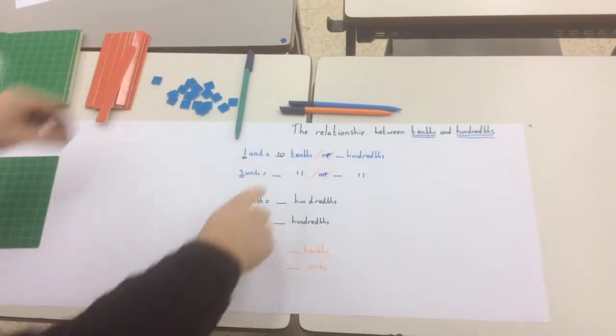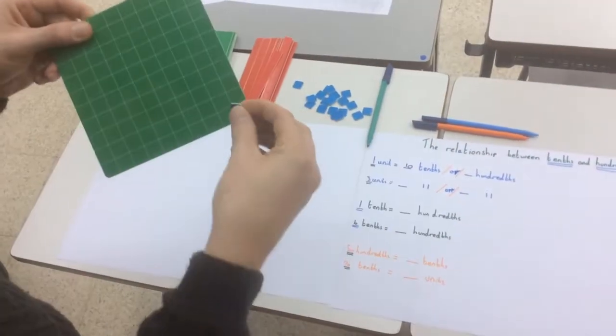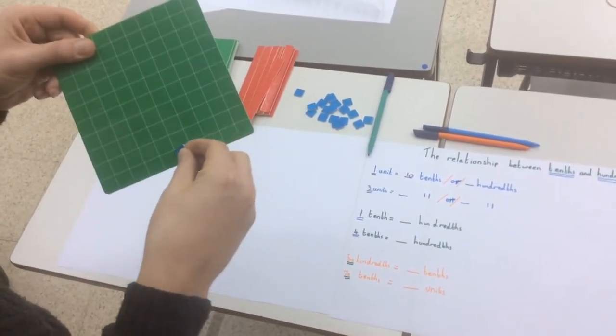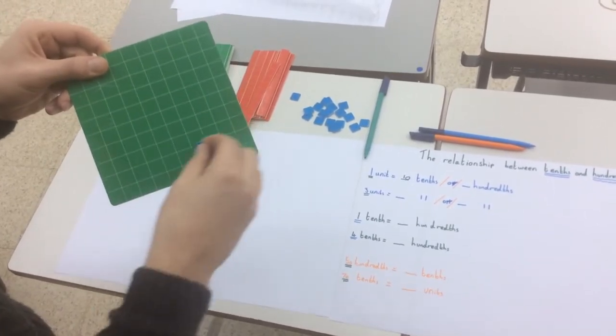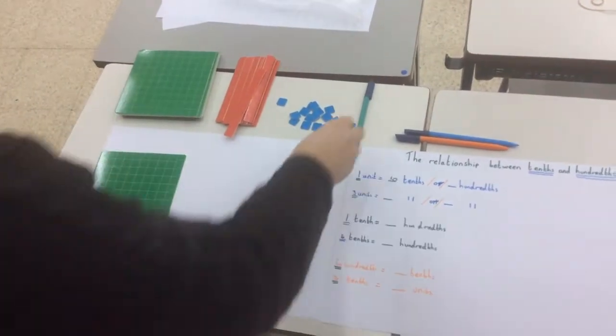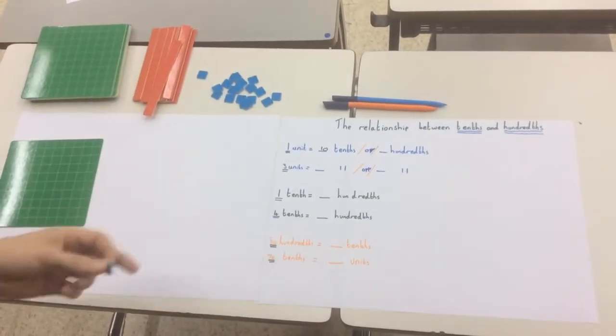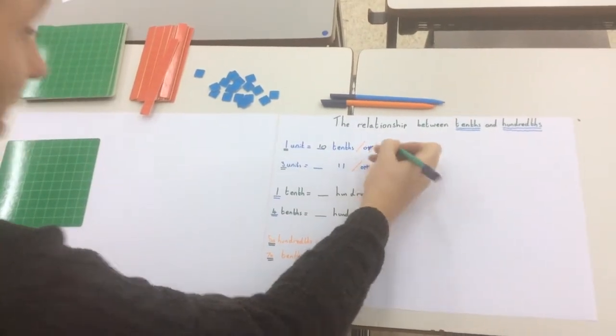Now, how many hundredths is 1 unit? Well, here's 1. If I've got a hundredth here, how many is going to go there? Well, again, there's 10 there, 20, 30, 40, 50, all the way to 100. So the clue is in the name. A hundredth, there are 100 hundredths in 1 unit.